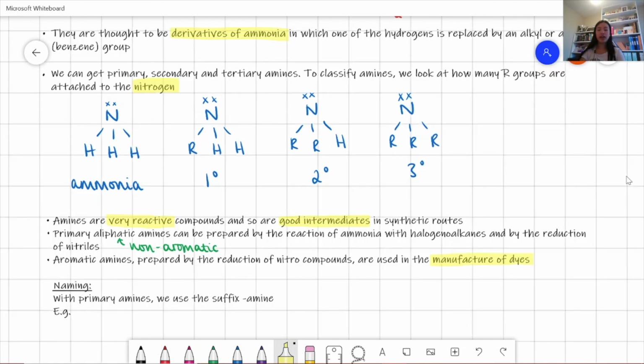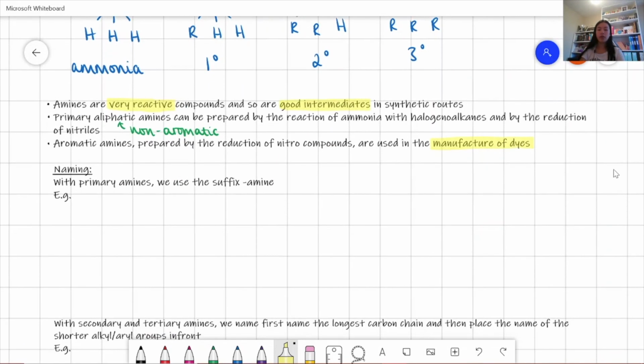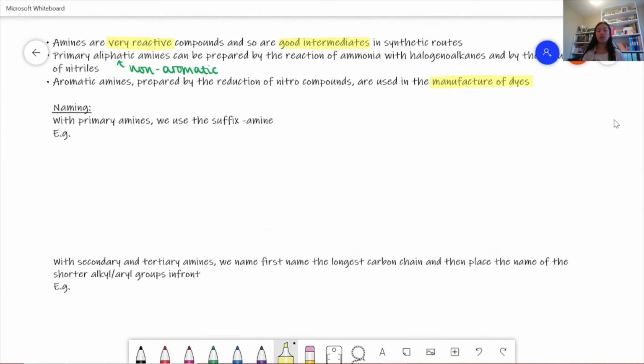Now we're going to look at naming. With primary amines, we use the suffix amine. For example, we have CH3NH2. How we would name this is, because it's a primary amine, we have amine at the end. Then we look at what this group is, and this is a methyl. So the name of this would be methylamine. The amine takes priority, and the CH3 becomes a substituent group.